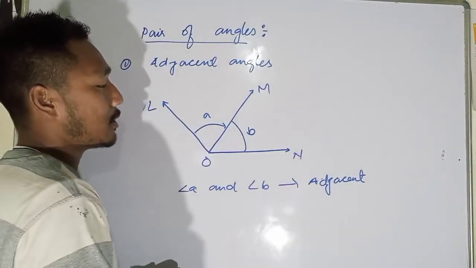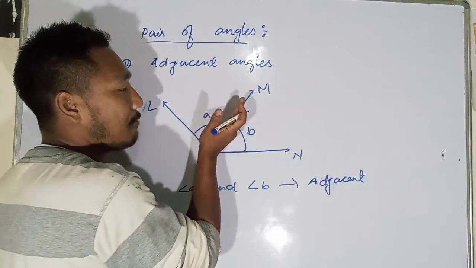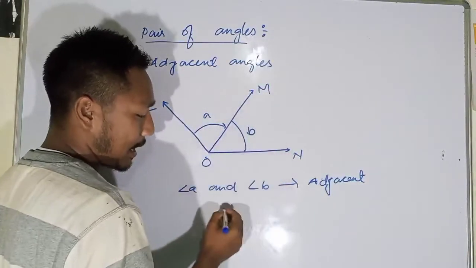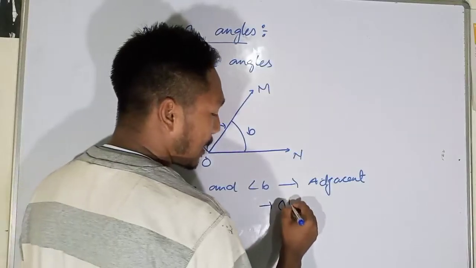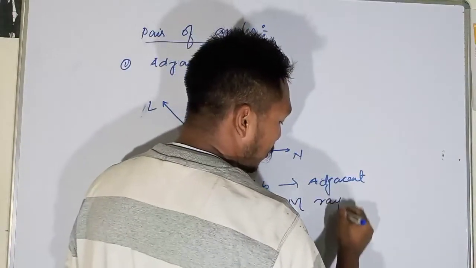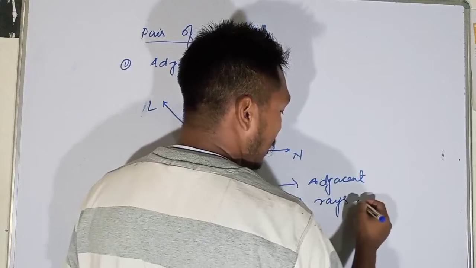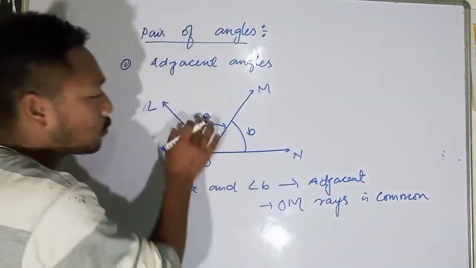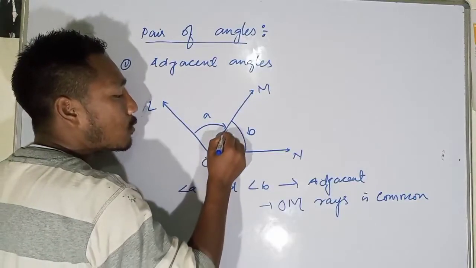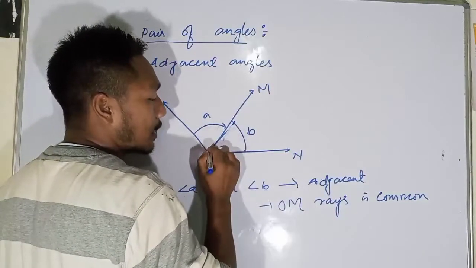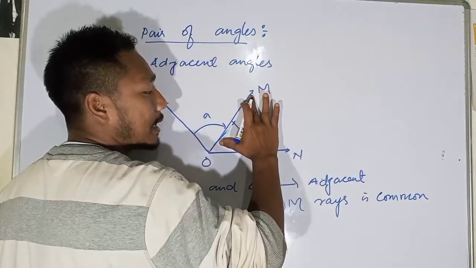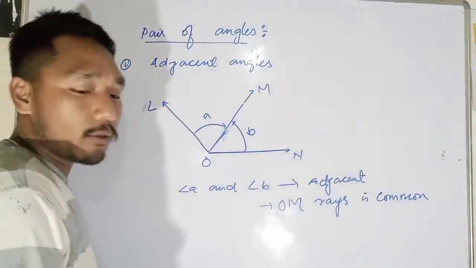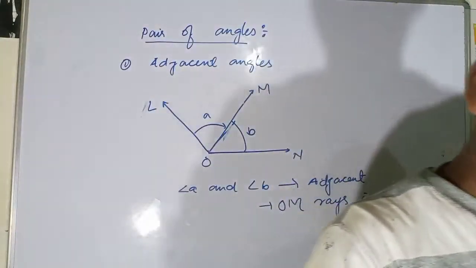What is common in these two adjacent angles is that they have one common ray. Here you see OM is between angle A and angle B. The OM ray is common for both angles. Between these two angles, this ray OM is common to this angle as well as to this angle. Such a ray is what we call a common ray of adjacent angles.